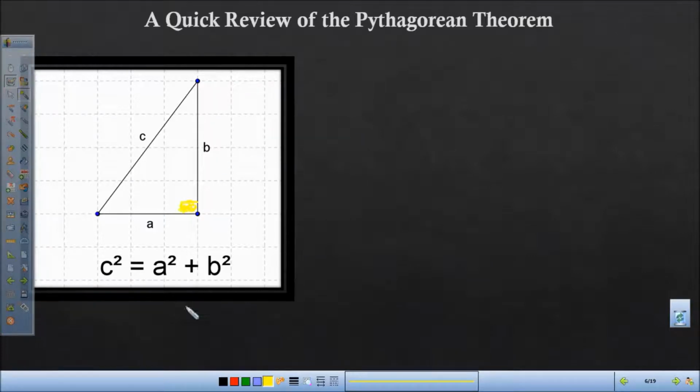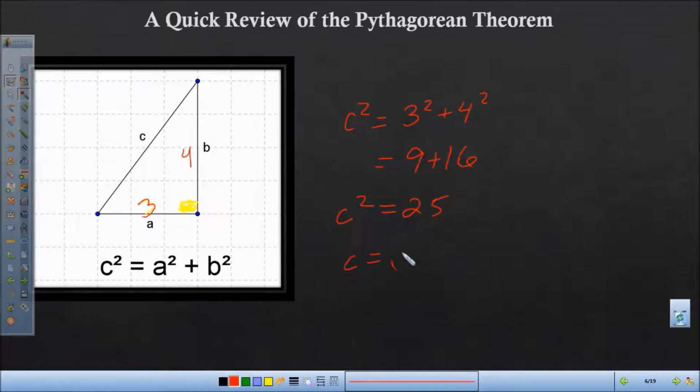And here we see that A is 3, I totally changed that to red. A is 3 units long and B is 4 units long. So C squared is equal to 3 squared plus 4 squared. Alright, that's 9 plus 16, which is 25 units. So C squared is 25. That means C is equal to the square root of 25, which is 5. So C is 5.